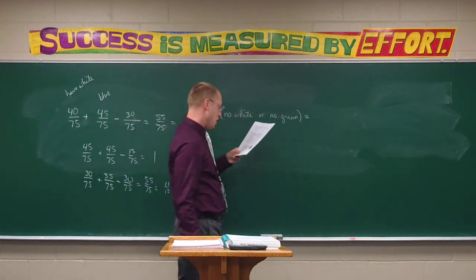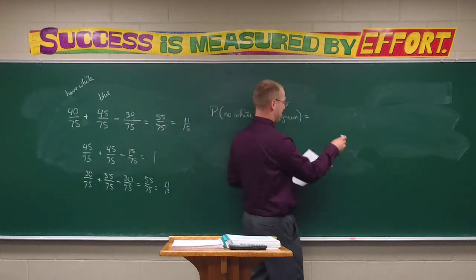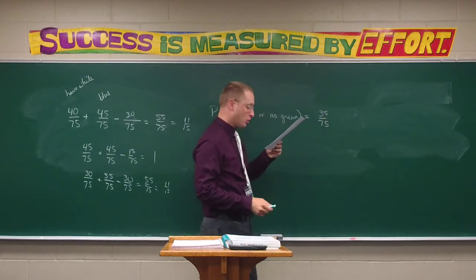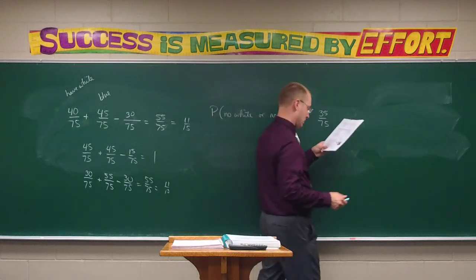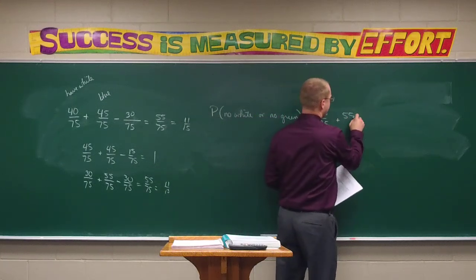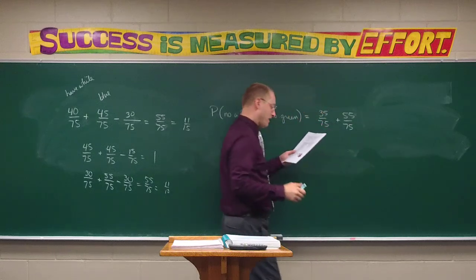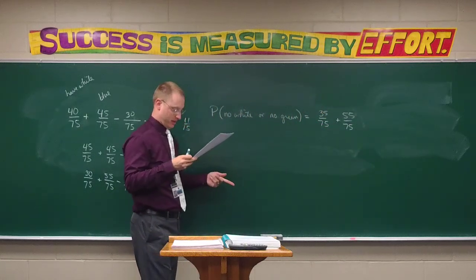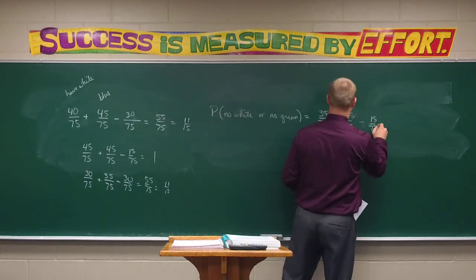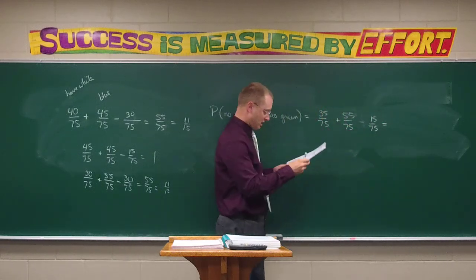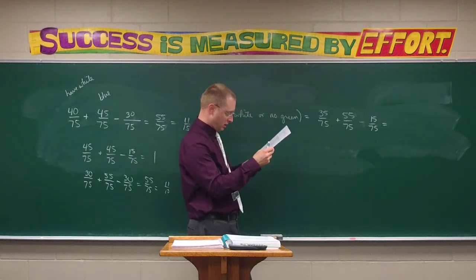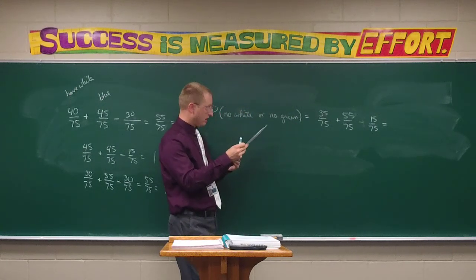All right, probability of no white, class. 35 out of 75. Probability of no green. What is it? I got 55 out of 75. But how many pens have no white or no green on them? The red and blue ones, which are 15 out of 75. And we end up getting here either no white or no green.